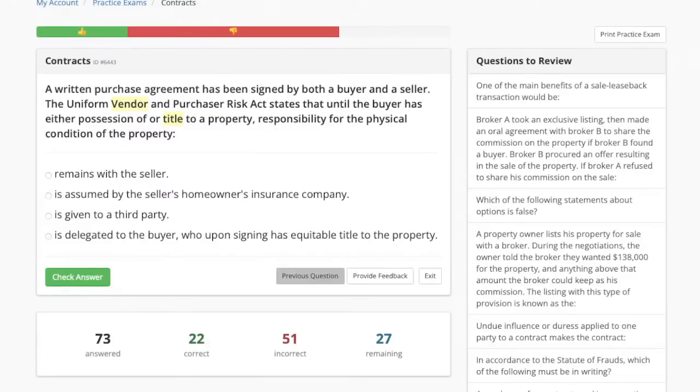An exclusive listing is a bilateral contract. So with the lost dog sign, if I see a sign that says find Muffy, $500, I don't have to go look for Muffy. If I do find her, you have to pay me the $500.